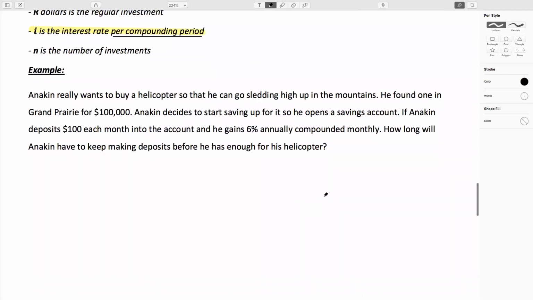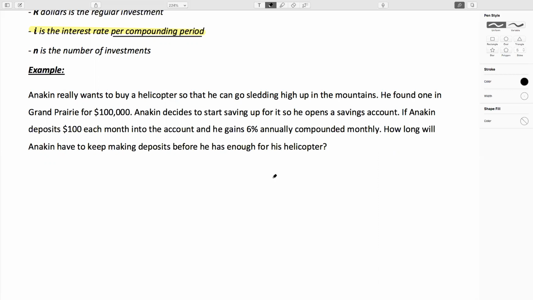So Anakin really wants to buy a helicopter so that he can go sledding high up in the mountains. He found one in Grand Prairie for $100,000. Anakin decides to start saving, so he opens a savings account. If Anakin deposits $100 each month into the account and he gains 6% annually compounded monthly, how long will he have to keep making deposits before he has enough for his helicopter?